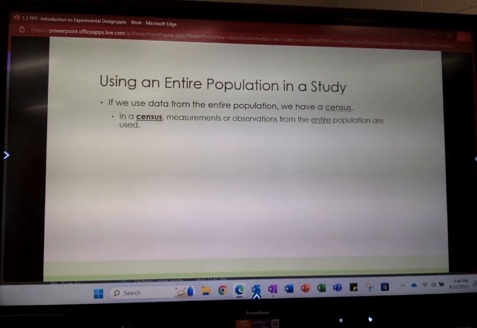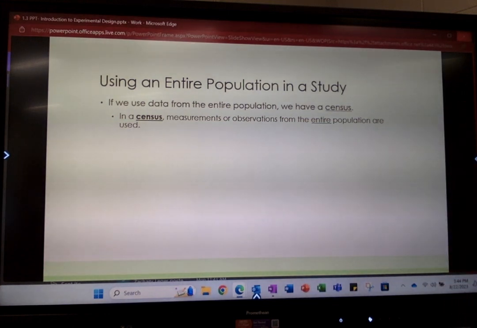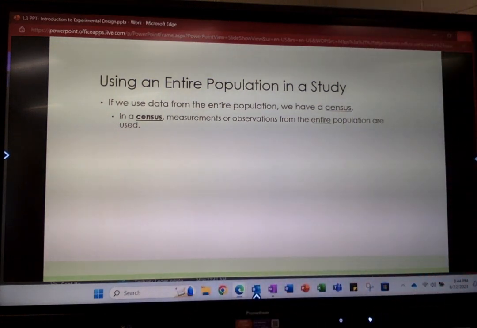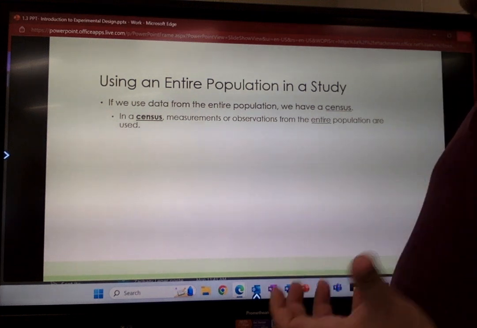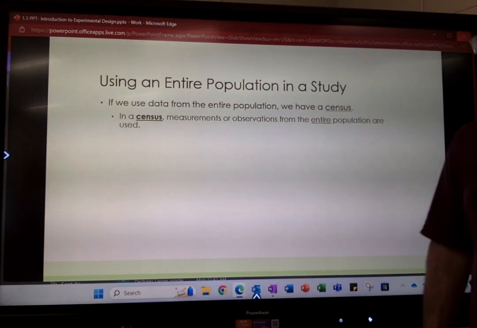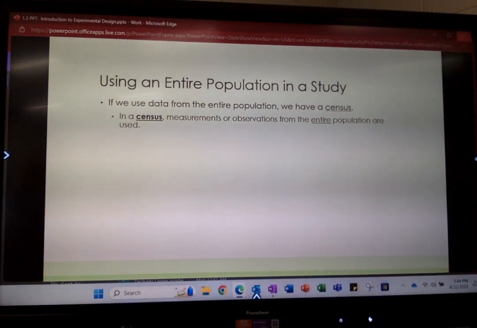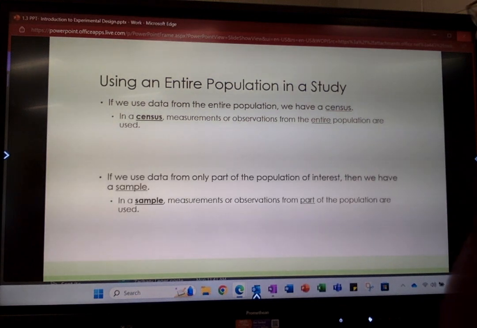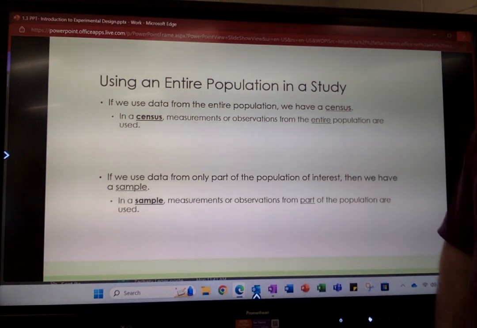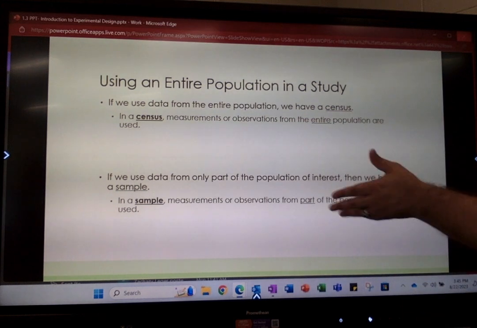So if we use an entire population in a study, remember we talked about the difference between a population and a sample. If we use data from the entire population, we have what's called a census. And y'all have heard the word census before in terms of the United States Census. In a census, measurements or observations from the entire population are used. This is a more general term instead of the more specific actual U.S. population census. If we use data from only part of the population, then we have a sample. Again, we've already talked about the difference between a population and a sample.